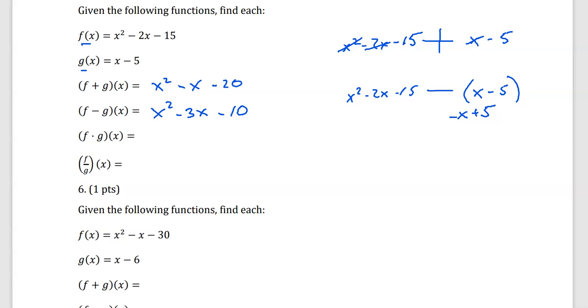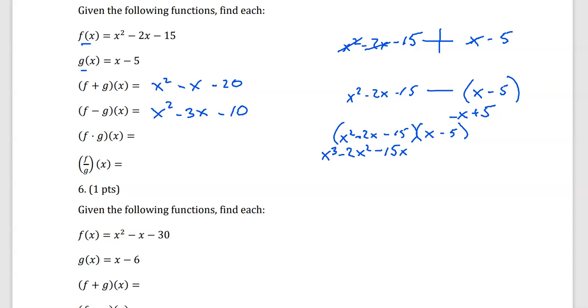F times g, that's the hardest part. Let's do that. X squared minus 2x minus 15 times x minus 5. Let's do the x times all of this, and then do the subtract of 5 times all of this. X times all of this is x cubed minus 2x squared minus 15x.